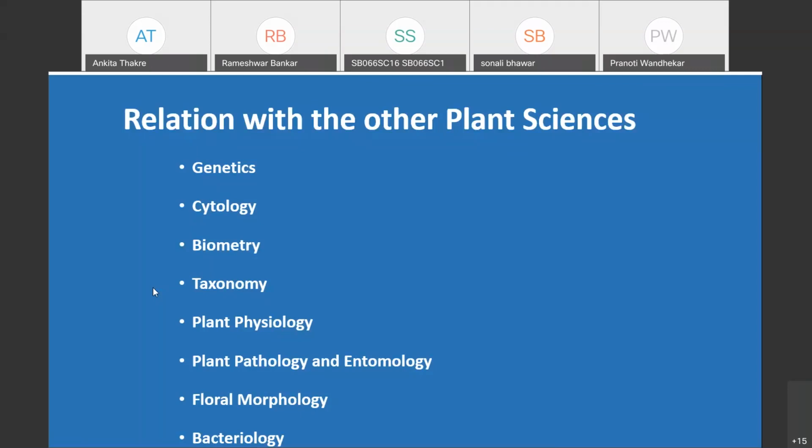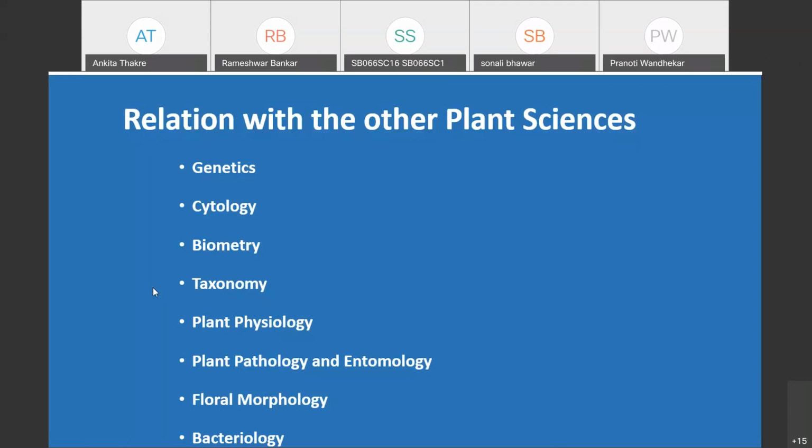Okay, then the next one is plant pathology and entomology. There are different types of insects and pests which are the enemies of the crop. That's why the knowledge of this branch is helpful in plant breeding to develop new varieties which are resistant to different types of insects and pests. That is the importance of plant pathology and entomology in plant breeding.